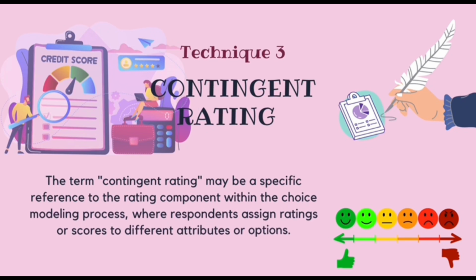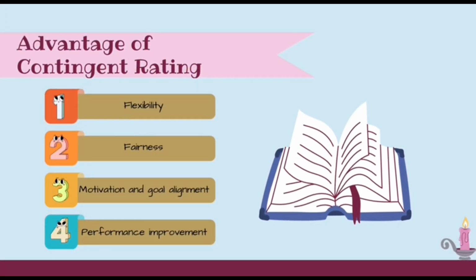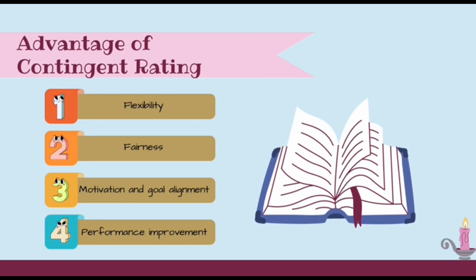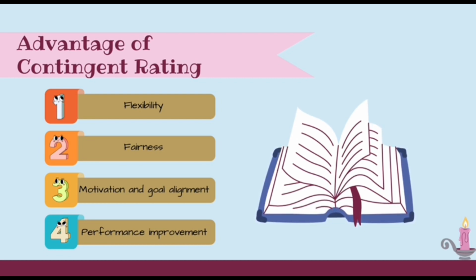Contingent rating. The term contingent rating may be a specific reference to the rating component within the choice modeling process, where respondents assign a rating or score to different attributes or options. Here are 4 advantages of contingent rating. First, flexibility. Second, fairness. Third, motivation and goal alignment. And the last one, performance improvement.